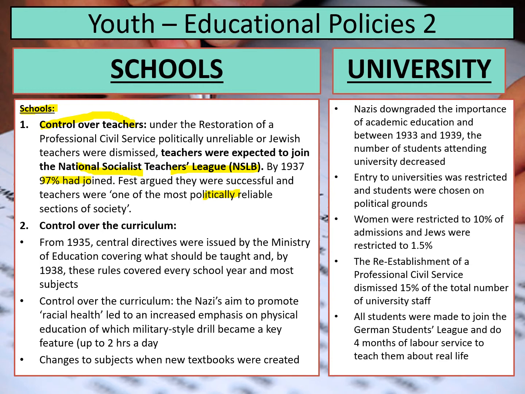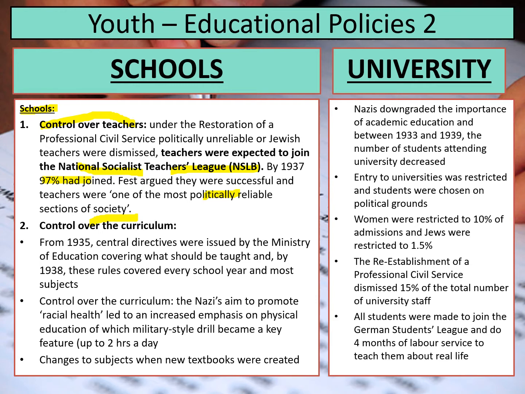The second way was that they completely changed the curriculum. So from 1935, there were central directives issued by the Ministry of Education covering what should be taught, and by 1938, these rules covered every school year and most subjects. Now, even before 1935, there was certainly an emphasis on Nazi ideology, even if it wasn't as centrally coordinated as it became after 1935. The Nazis wanted to try and achieve a lot through their curriculum and indoctrinate children from a young age. So they put in place lots of different emphasis on certain subjects and made sure that Nazi ideas came through these subjects.